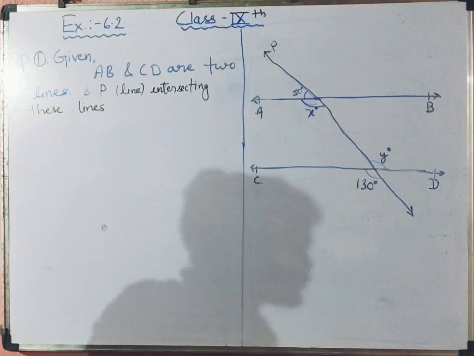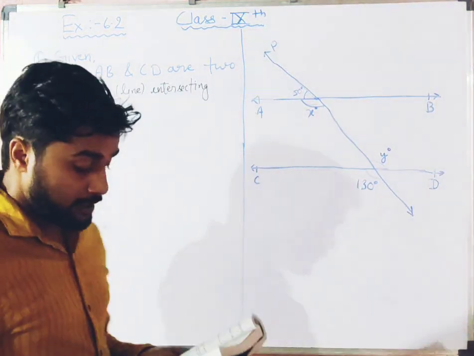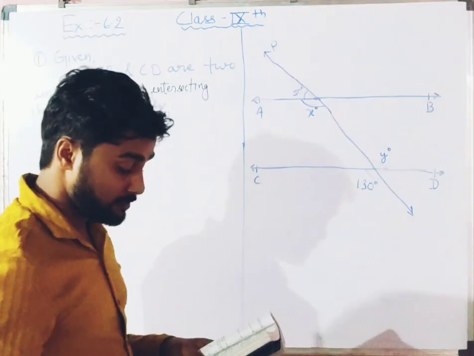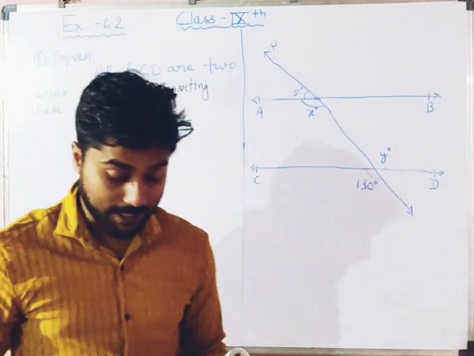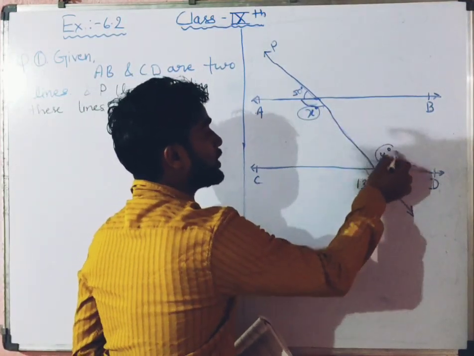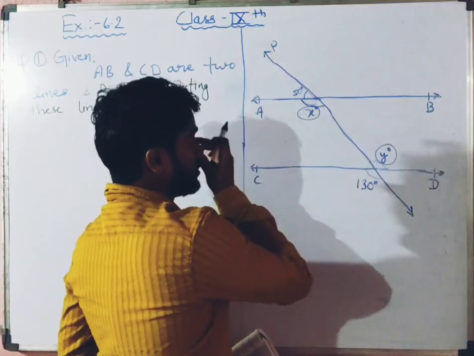We are doing exercise 6.2, and in this exercise question number one, there is a figure given, and written there: find the value of x and y. That means we have to find the value of x and y from this figure, and then show that AB is parallel to CD.